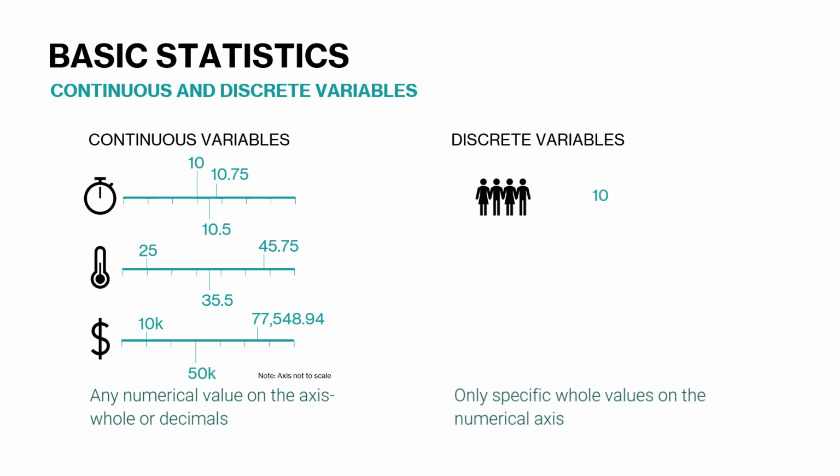A discrete variable can only take specific values and whole numbers on the numerical axis. For example, the number of students in a class. You can't have half a student. And the number of cars in a parking lot.